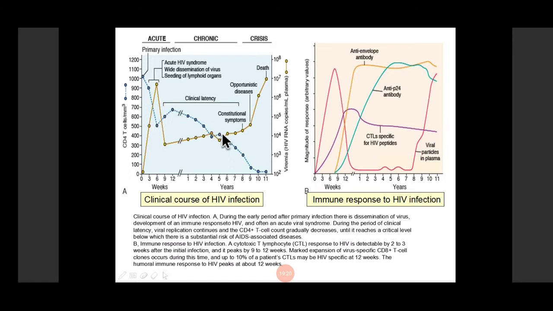Whenever the CD4 plus T cell count comes down to a critical level, say below 500, the CD4 plus T cell count becomes quite low. Now the virus starts multiplying very rapidly, and now the patient develops full-blown AIDS and all the constitutional symptoms of AIDS.